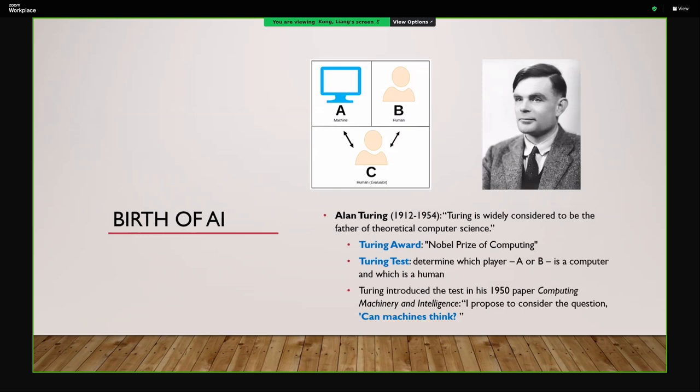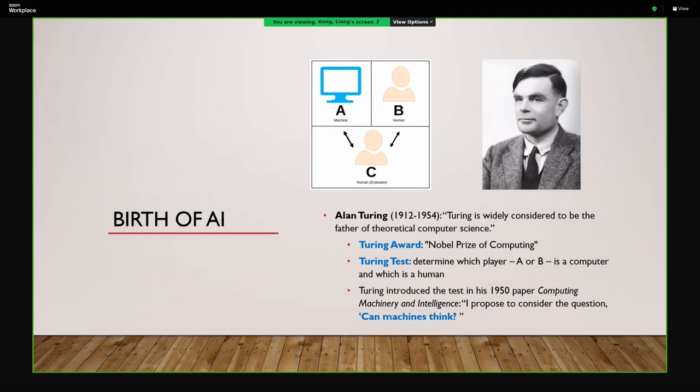So he asked a very important question in his 1950 paper, called Computing Machinery and Intelligence. In the first sentence of that paper, he said, I propose to consider the question, can machines think? It's just one question, but it gave us a direction. Maybe it changes human life. So, can machines think? Think about that time, 1950. Machines can compute. 1 plus 1 equals 2, right? Can machines think? This is a very forward-looking question.